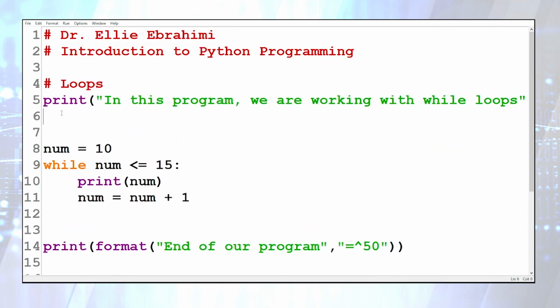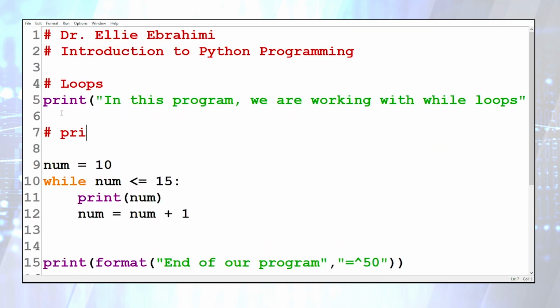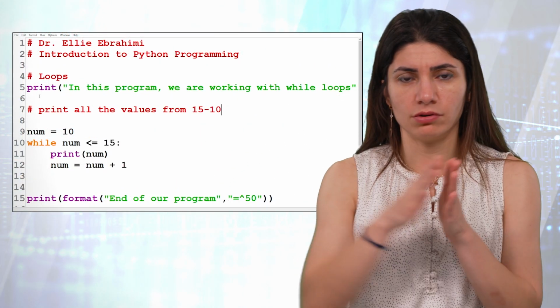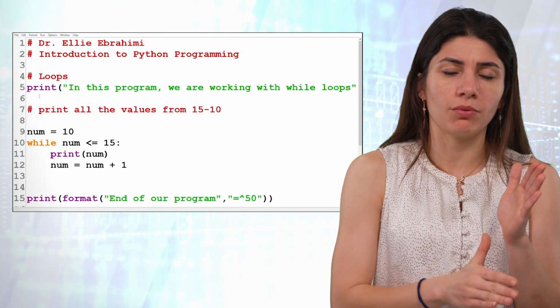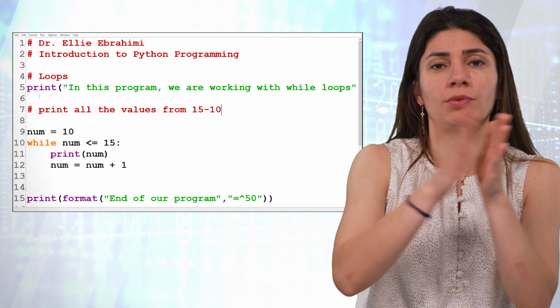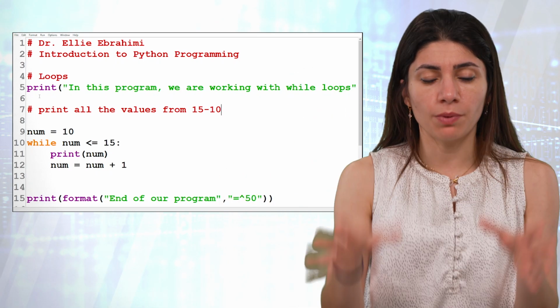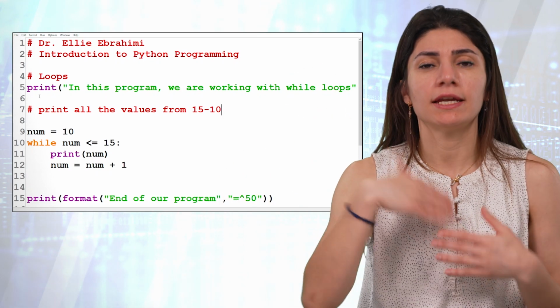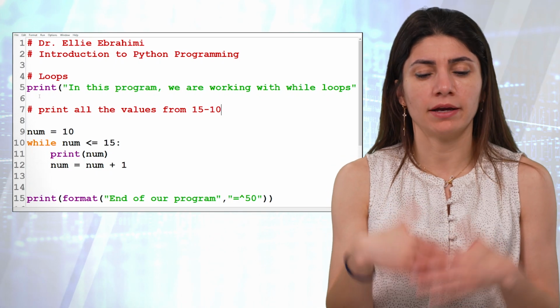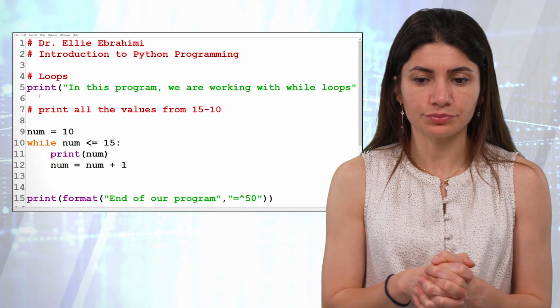So now I want you to print all of the values from 15 to 10. So instead of going forward, incrementing, I want to go backward. I want to go from 15, a bigger number, to a smaller number. So pause the video for a second and see if you can do it, and then come back and watch the rest of the video.